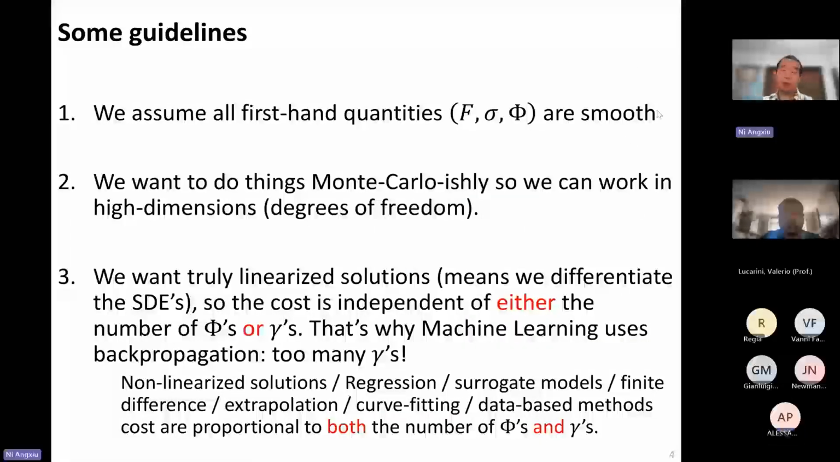All right, we want a truly linearized solution, whereas in contrast, there is another set of solutions which does not really take derivatives of the SDEs. These can go by different names, such as non-linearized solutions, curve fitting method, or database method. The costs of these methods are typically proportional to both the number of observables and the number of parameters. So if you don't have a lot of observable functions and you don't have a lot of parameters, you can consider using this method. I believe, Valerio, the next talk should be on such an approach, and we restrict our scope and do not consider those. We want truly linearized.